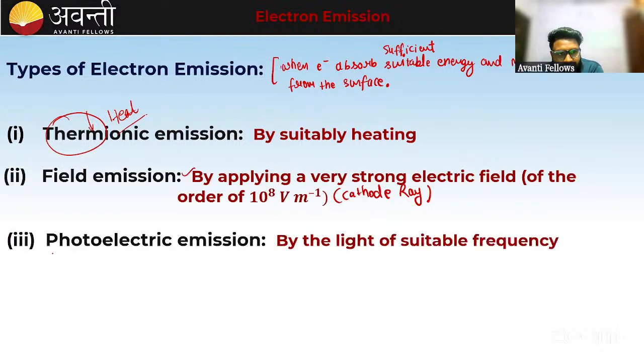The third is photoelectric emission. This whole chapter is about photoelectric emission. Photoelectric emission means by the light of suitable frequency, if you make the light fall on a surface with a suitable frequency, the electron will be coming out, and we have seen in the case of ultraviolet rays, and in the case of violet, green and yellow, okay.